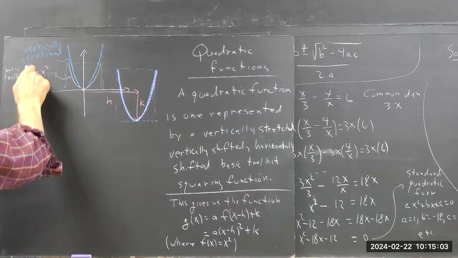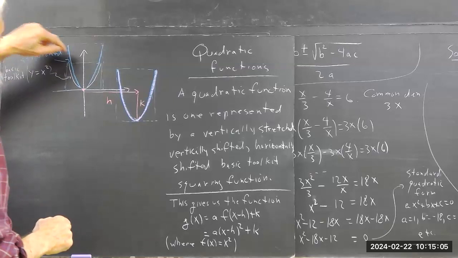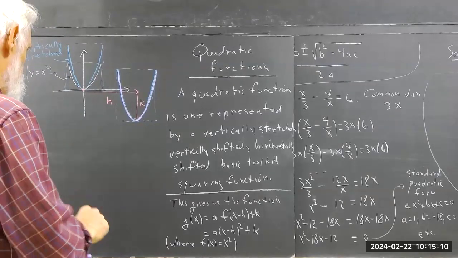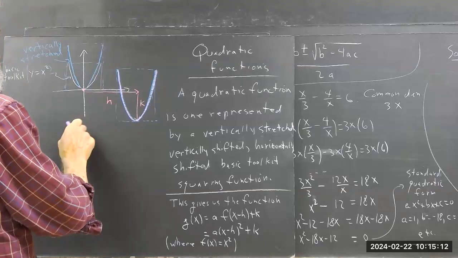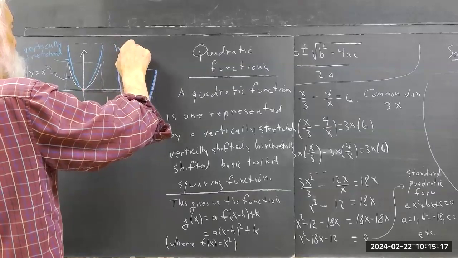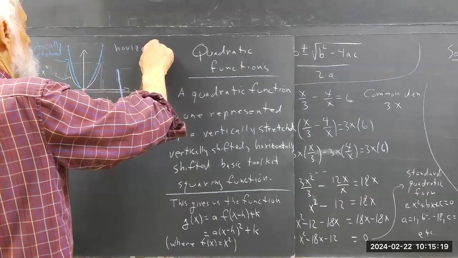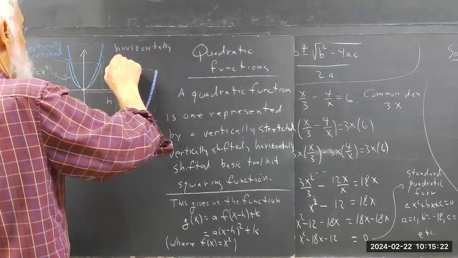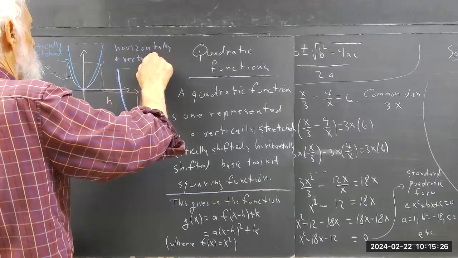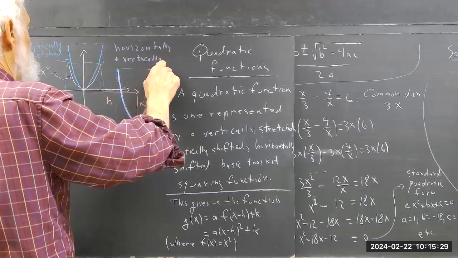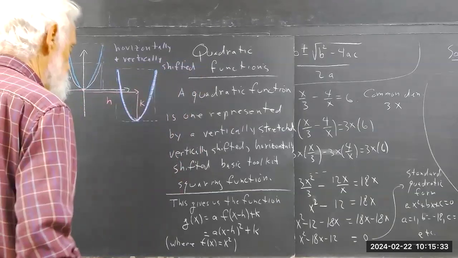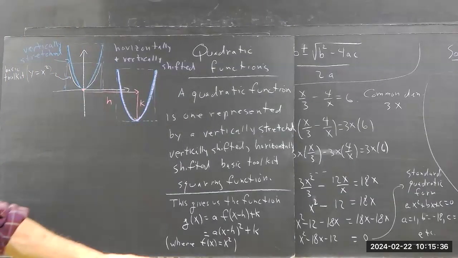Your basic toolkit is y equals x squared. We vertically stretch it. Then after vertically stretching it, we horizontally shift it. Now, there's something we learned to do in chapter 1.